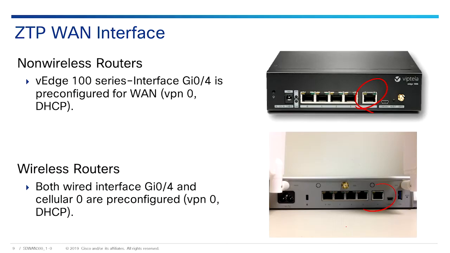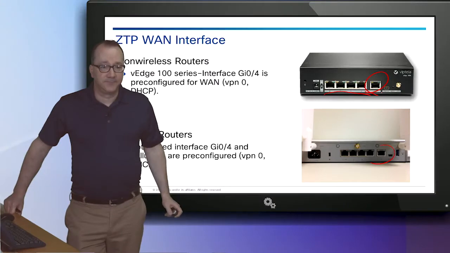Okay, actually. By the way, just so you're aware, it doesn't work for all devices because out of the box, they're not all configured as VPN 0 and set up for DHCP. So if you were to plug into one of these other device interfaces, they're not pre-configured for zero-touch provisioning. So you're going to want to go to the interfaces specific for your device. Also on the vEdge 1000, it's gig 00, and on the 2000, it's gig 20. Okay.